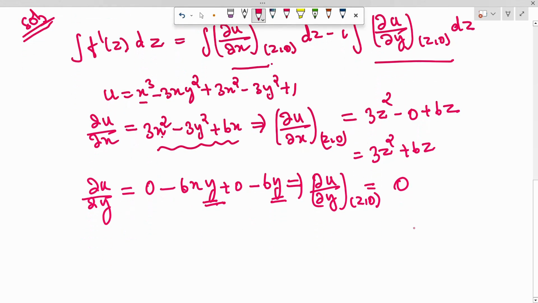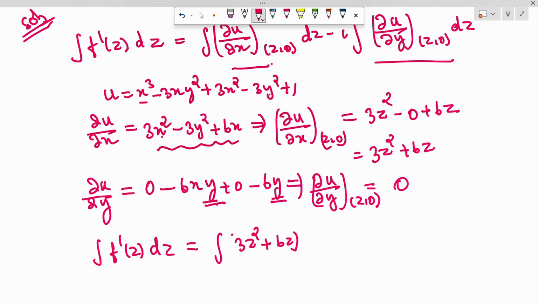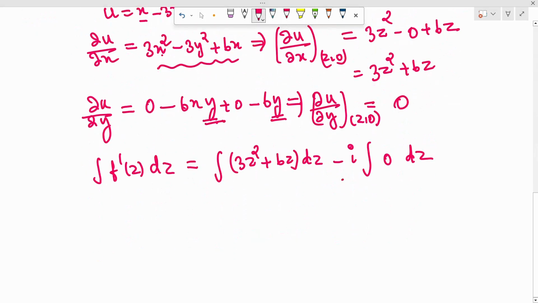Now substitute these two values in the formula, which is integral of f dash of z into dz equal to integral dou u by dou x of z comma 0, which is 3z square plus 6z, into dz minus i into integral of dou u by dou y, which is 0. Okay, the second term is 0 here. Now only integrate with respect to z. Here 3z square, which means 3z cube by 3. Integrate with respect to z.